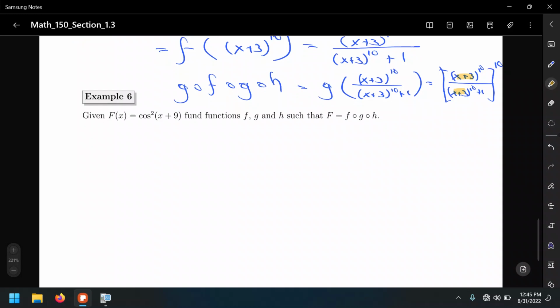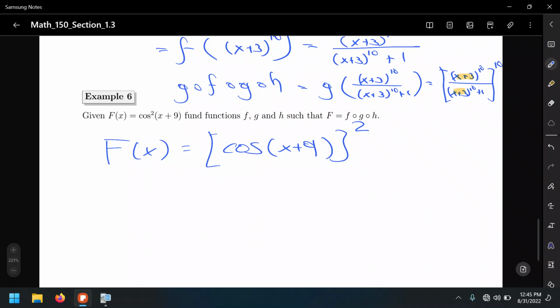It would be good to rewrite the function in a different way. So how about big F of x, I'm going to write it as cosine of x plus 9, all squared. But do we agree that cosine squared is the same as writing it this way? Are we good? Okay. I think if we write it this way, it's easier to see the different layers the function is composed of. We have an outermost layer, which is something squared. An inner layer, which is cosine. And an innermost layer, which is x plus 9.